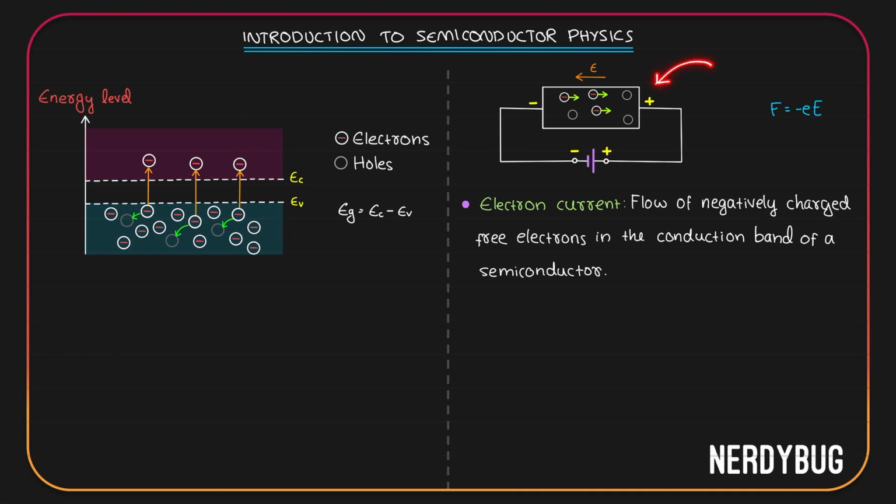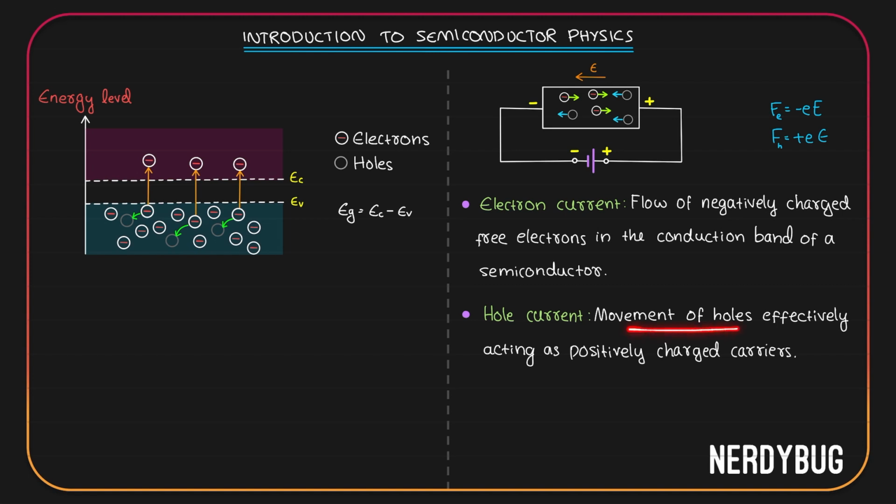Let's go back to this circuit over here and see what happens to the holes. Positive terminal is connected to this end, so we have positive polarity here. Negative terminal is connected to this end, so we have negative polarity here. We have considered holes to be positively charged particles. So the electric field is going to exert a force that is equal to plus E. Here the force exerted will be in the direction of the electric field, that is towards the left. So the holes will move towards the left. This will also give rise to a current. We can call it the hole current. Hole current is the movement of the holes effectively acting as positively charged carriers.